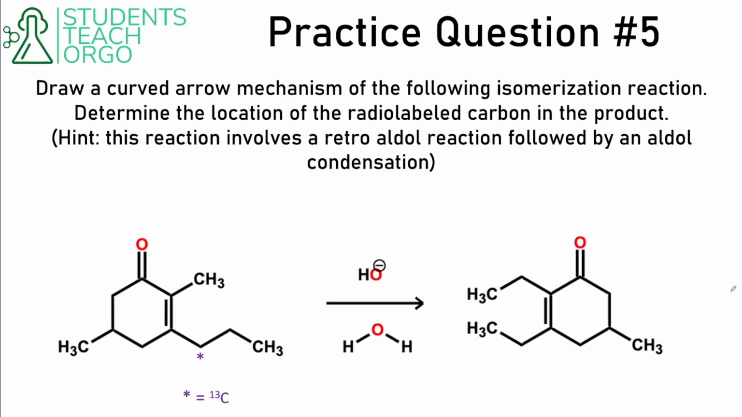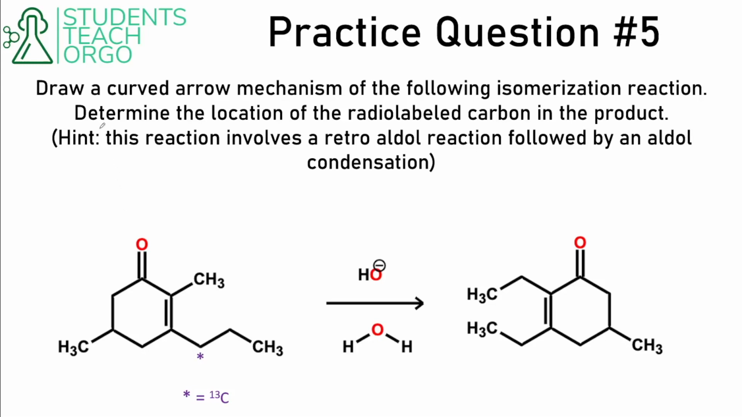Alright, last practice question for this video. Draw a curved arrow mechanism of the following isomerization reaction. Determine the location of the radiolabeled carbon in the product. So this question has 2 parts here. The first is that we have to draw out the mechanism, and then the second is that we have to keep track of this carbon and see where it ends up in the product.